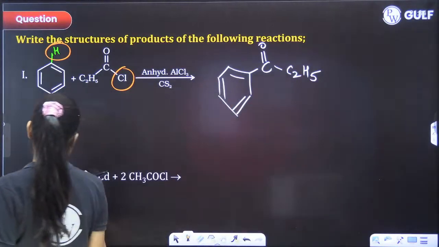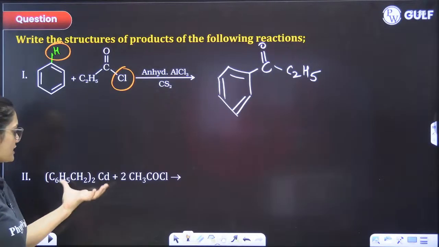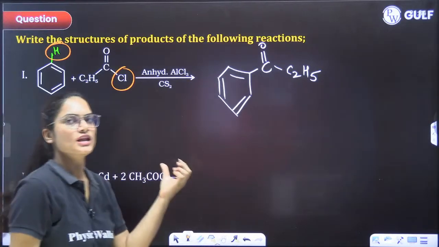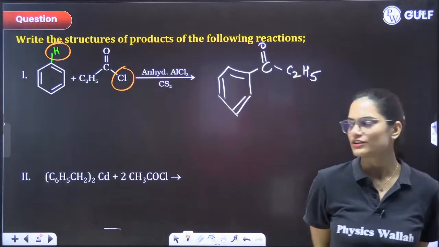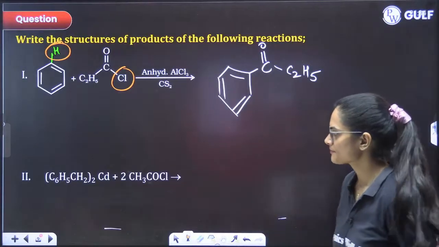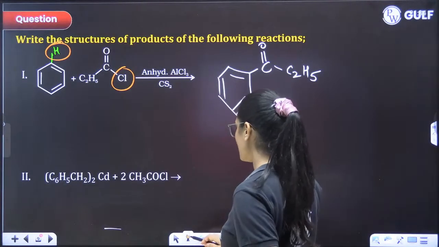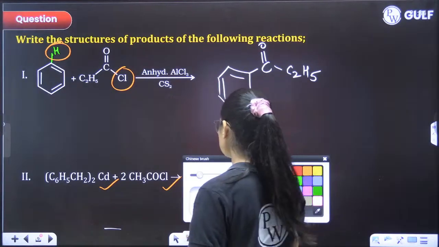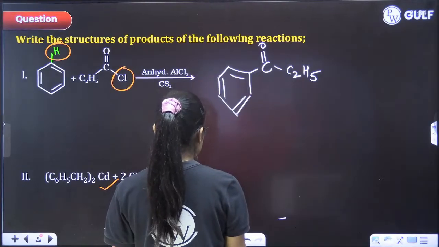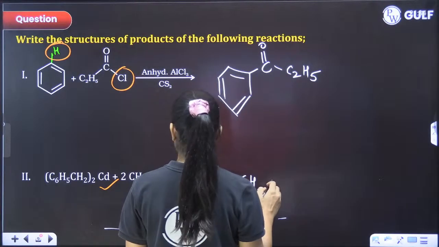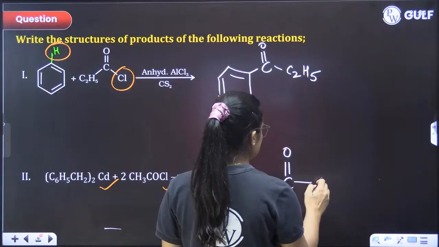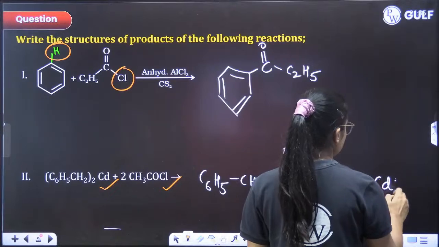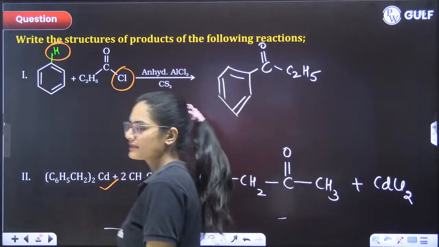Next we have C6H5CH2, this dialkyl cadmium, dibenzyl cadmium, and you are carrying out this reaction with CH3COCl. I think this was the first method of preparation of ketones. So what you will get here is that CdCl2 will be removed and you will get C6H5CH2-C(=O)-CH3 along with the removal of cadmium dichloride, that is CdCl2. Clear everybody?